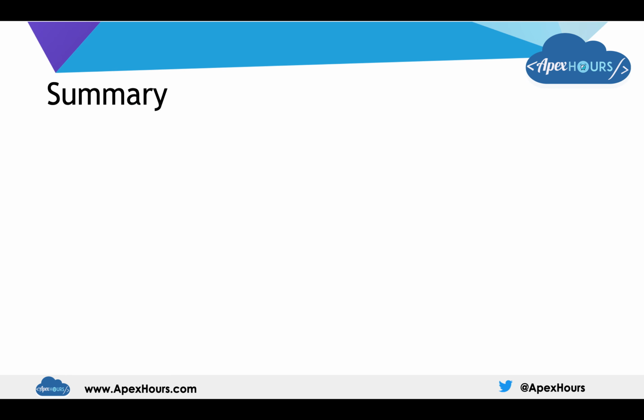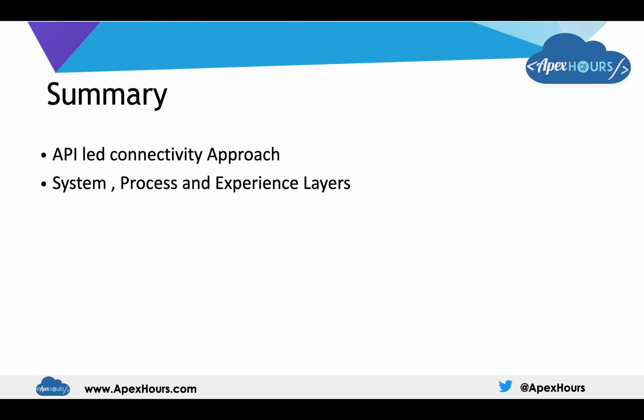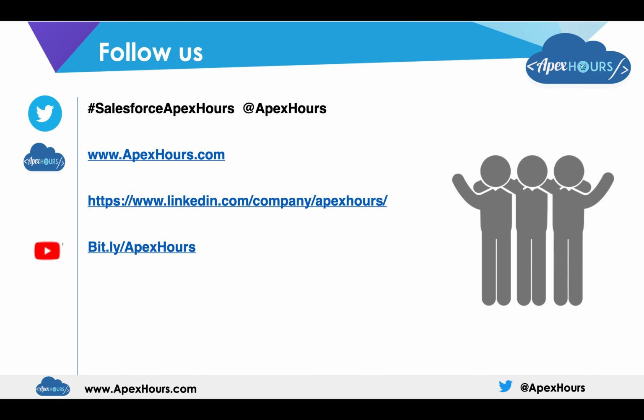So, summary of this session: we have discussed what the API-led connectivity approach is, and we have discussed in detail the system, process and experience layers, and a couple of examples. One is booking a flight, and the other is inventory, like buying shoes. And we have seen what an Anypoint platform account looks like. And that's it for this session.